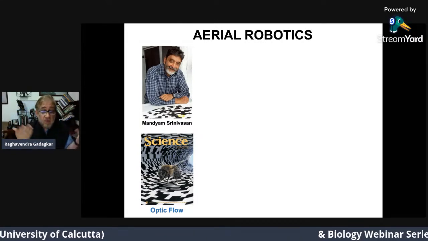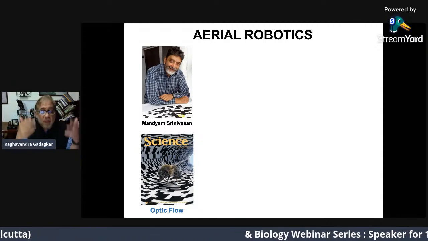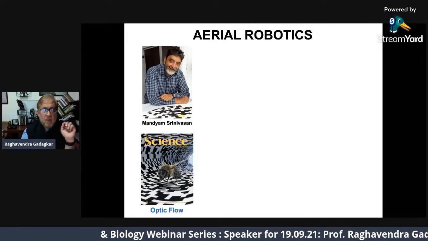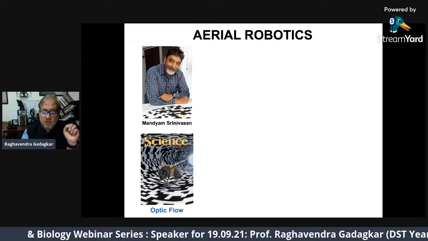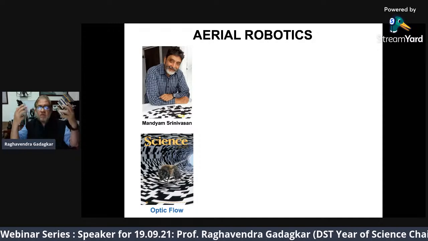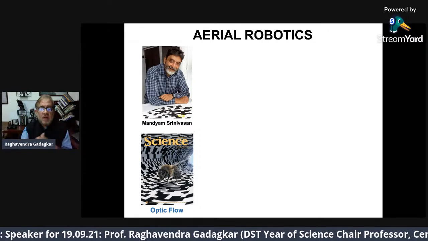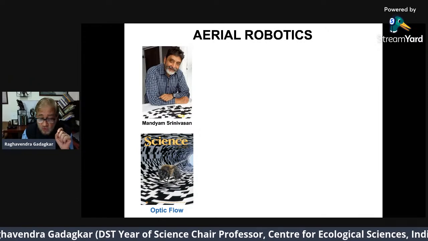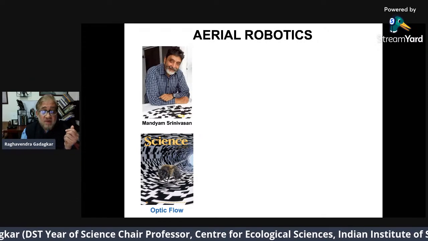In fact, we humans can do this too. So, they actually measure this. And a man called Mandyam Srinivasan did simple experiments to show that that's exactly what the bees do. They measure the amount of image motion on their eyes, and that's how they determine how far they have flown. Now, this technique that the bees use can be applied in very interesting ways.